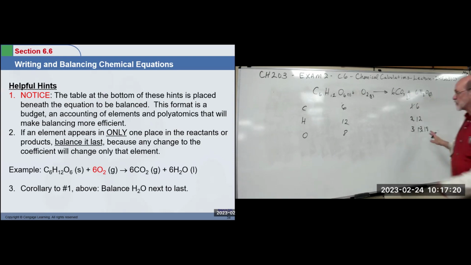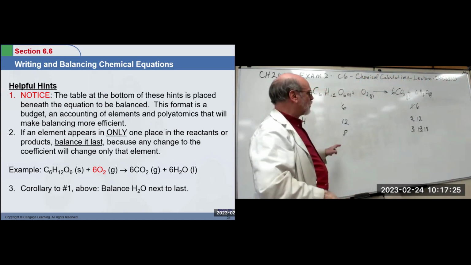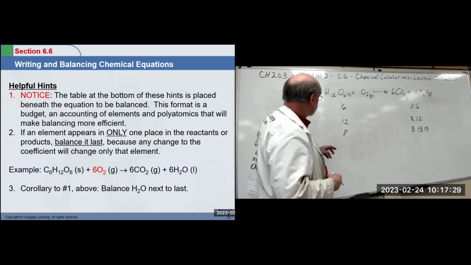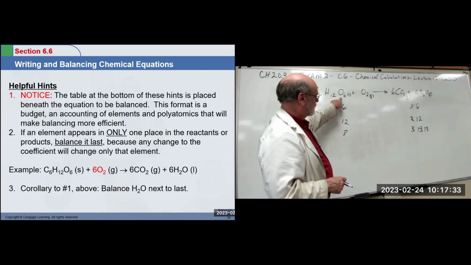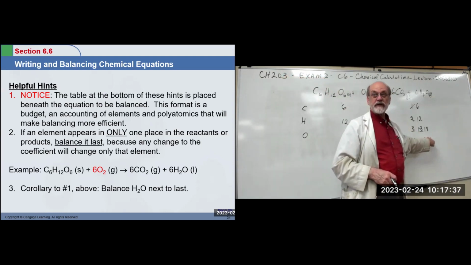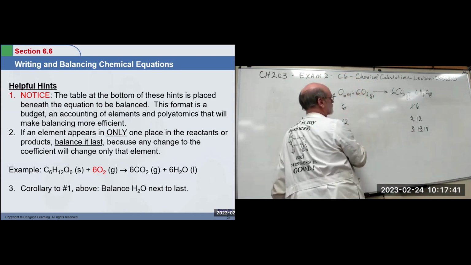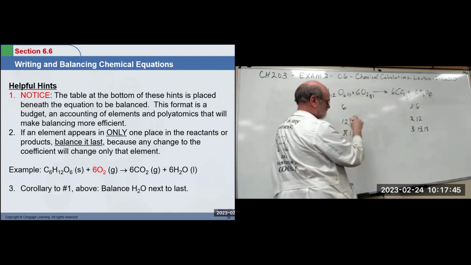Now we've got 2 places for oxygen over here. So how many more oxygens do we need? Well, we've got 6 oxygens here. So 6 from 18 is 12. We need 12 more oxygens, don't we? What if we put a 6 there? That's 12 plus 6 is 18. Now we're balanced.